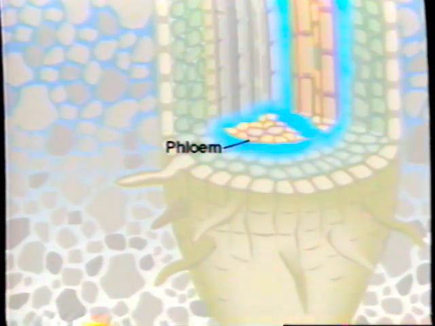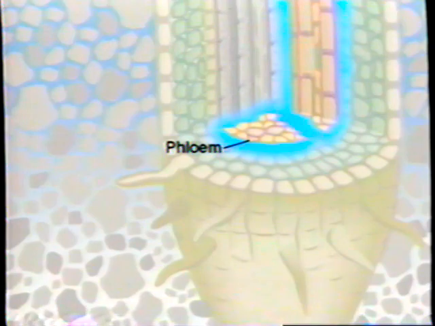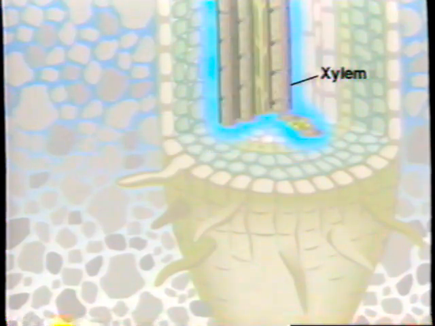There are two types of vascular tissue. Phloem transports organic nutrients, usually from leaves to the roots. Xylem transports water and minerals from the roots to the leaves.